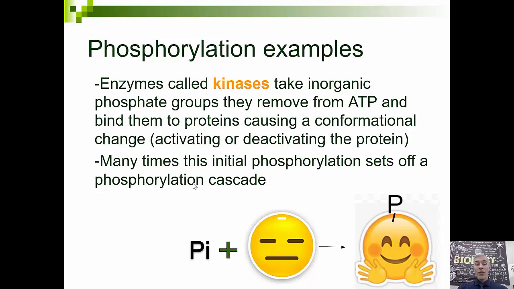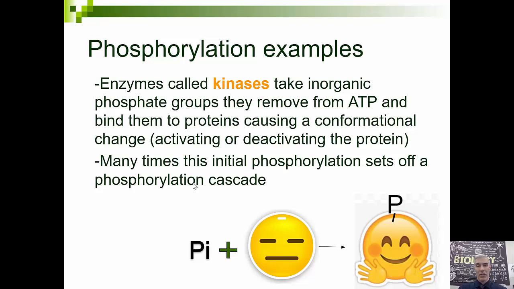Okay, so phosphorylation we'll spend a little bit more time on. There are enzymes called kinases, and a kinase's job is literally to take an inorganic phosphate group that they remove from ATP. They pluck a phosphate group off of ATP, making it ADP, and bind it to other proteins. It'll take that phosphate group and put it on a protein.